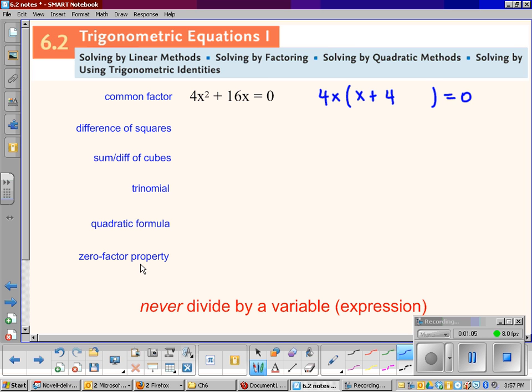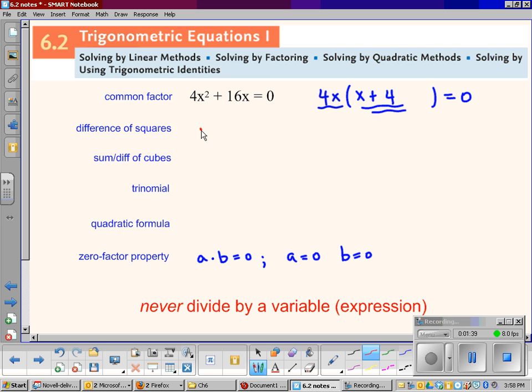After we get those factors, we use the zero factor property, which says that if I have two or more things multiplied together and equal to 0, then either the first factor is equal to 0, or the other factor is equal to 0, or maybe they're both equal to 0. So in a case like this, I would set the first factor equal to 0, the second factor equal to 0, and get my solutions. So we'll see that pattern. Although it will have trig in it, we will see the same pattern in our trig equations.